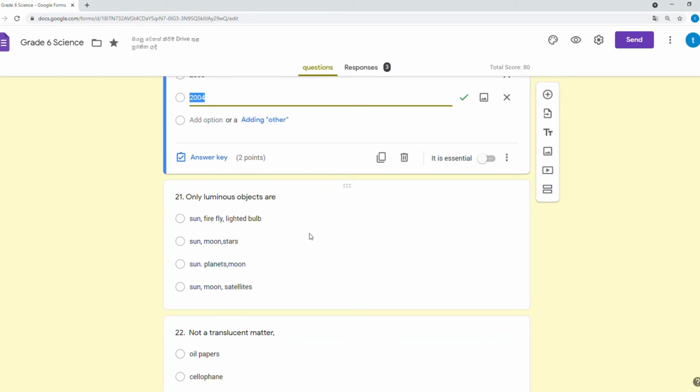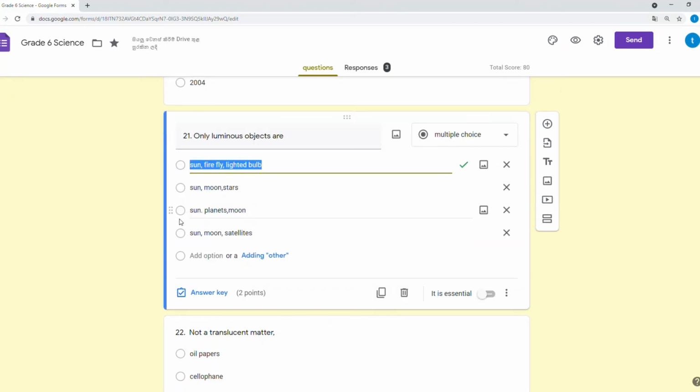Now number 21. That is from the next lesson, about light. Only the luminous objects are... Luminous means they can emit light. According to the given list, the sun is luminous. Fireflies have a special part in the body from which they can release light. And the lighted bulb is an artificial source, but it also emits light. So in the given list, the answer is the first one.